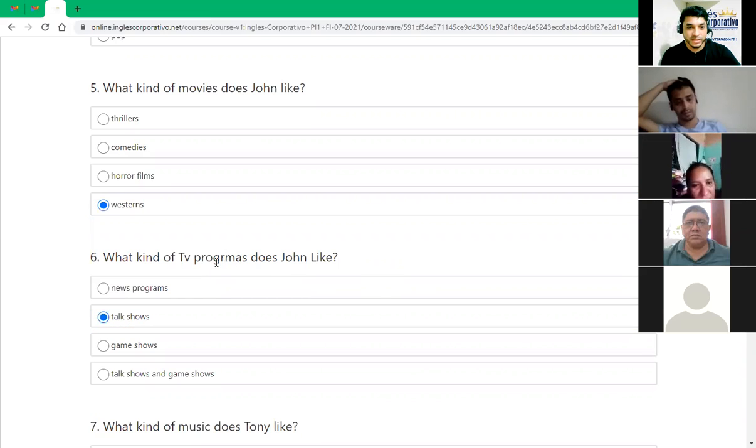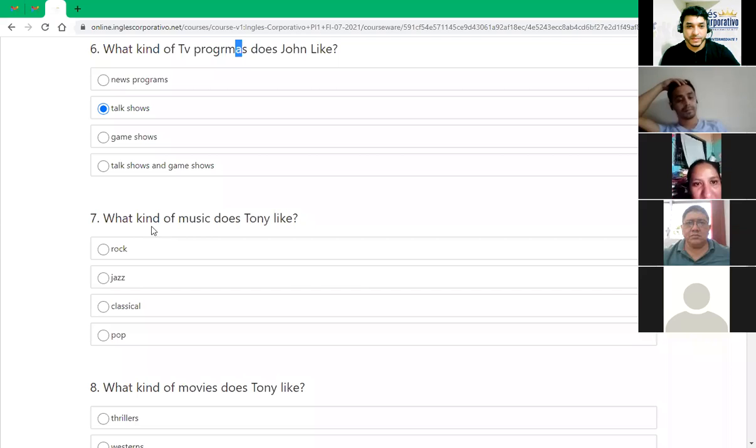There's a letter missing in the word programs. What is missing? The A. This A is not here because this is Spanish. Almost. It's programs, M-S at the end, not A. This A goes after the G.